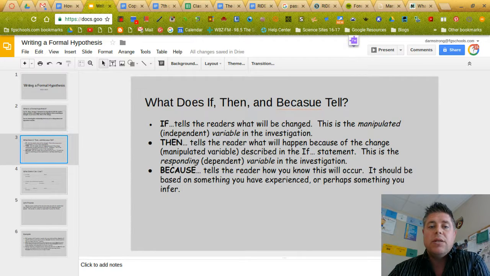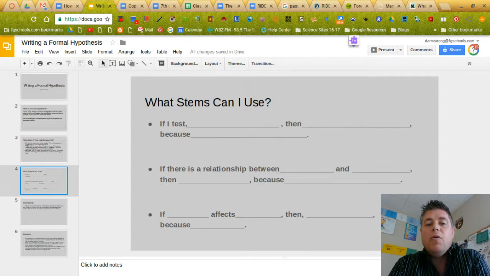So as we continue to move here, what I did was I gave you a couple of stems that you can use to help you get started, because this may be a little bit of a transition for you. So if you look here, I said, if I test, then, because. If there is a relationship between blank and blank, then blank because blank. And then this one, if blank affects blank, then, and your because. So we'll jump into this a little bit here.